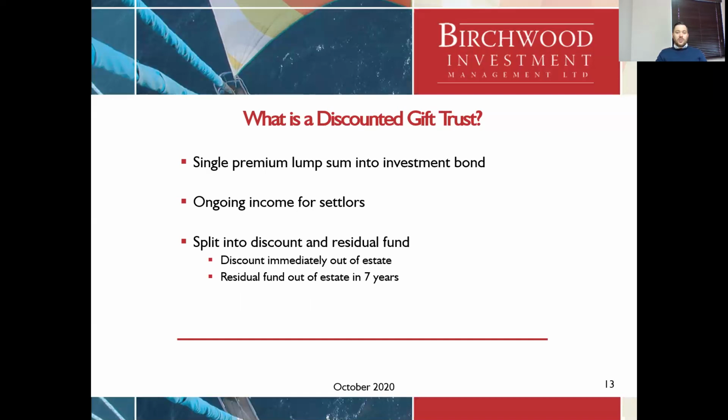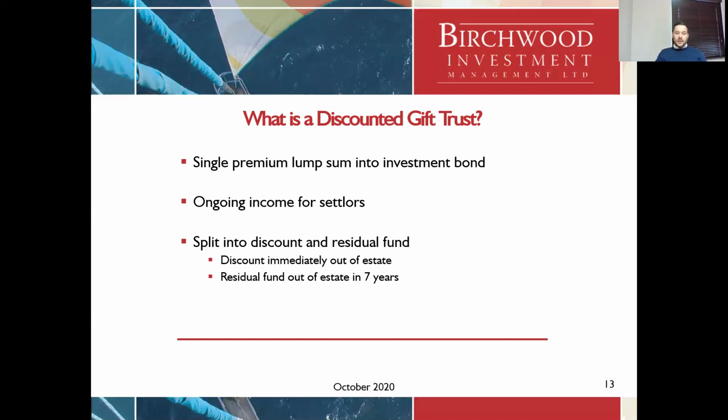It's a trust-based inheritance tax planning arrangement for individuals who wish to undertake some inheritance tax planning, but who are unable or unwilling to lose full access to their investment. A discounted gift trust usually comprises a lump sum investment made into an investment vehicle known as an investment bond, which is then wrapped within the trust.